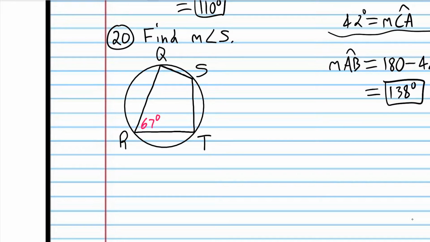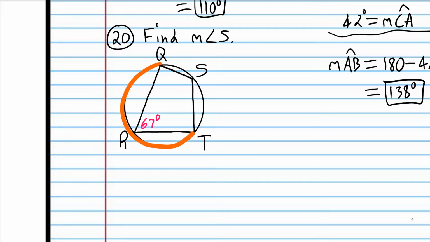If you want an explanation of why that is, and again, I don't really require you to show the explanation, but we're going to use the inscribed angle theorem. So if this angle is 67 degrees, that means this arc is double that. So that would be 134 degrees. Now, if this is 134 degrees, if you subtract that from 360, that would give you this arc. So 360 minus 134 would be 226. So that orange arc there is 226.